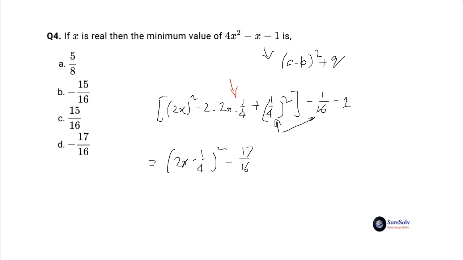Logic of minimization applied on this expression is, for all real values of x other than 2x equal to 1 by 4, (2x minus 1 by 4) whole square will be positive and will increase minus 17 by 16. Only when 2x equal to 1 by 4, 2x minus 1 by 4 will be 0 and value of the converted target expression will be minimum at minus 17 by 16. Answer is option D, minus 17 by 16. If you know the method of minimization, this is an easy problem. Last question now.